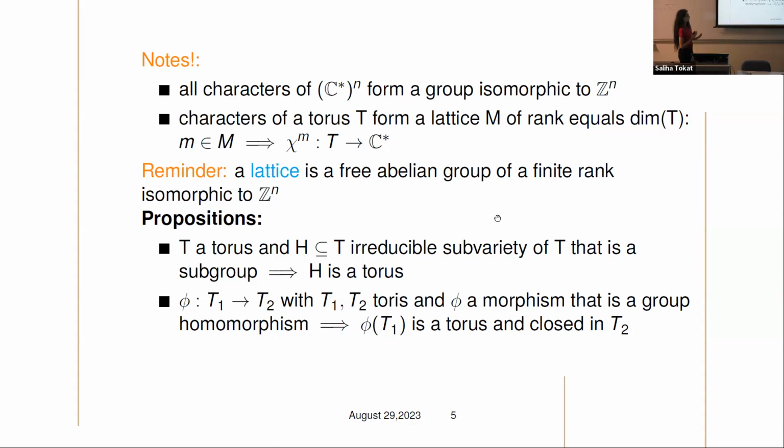And we know that if T is a torus and H is an irreducible subvariety inside of T, then H is also a torus. And if we have a function that takes you from T1 to T2, both tori, and that function is a morphism, then the image of T1 is also a torus.